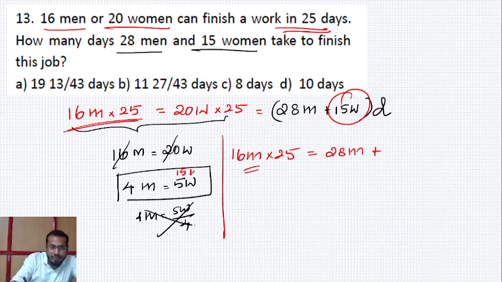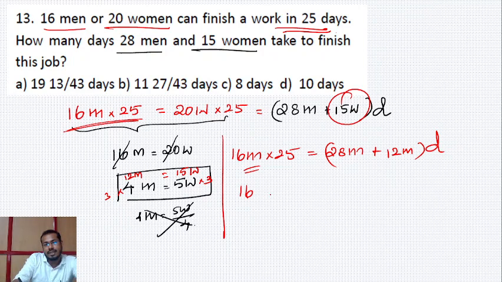Now I had 15 women, correct? So 5, how many times 15? 5 into 3 is 15, so put 3 here. 4 3 times is 12 men. 15 women is nothing but equal to 12 men. So 12 men into D, that's it, sum is over.